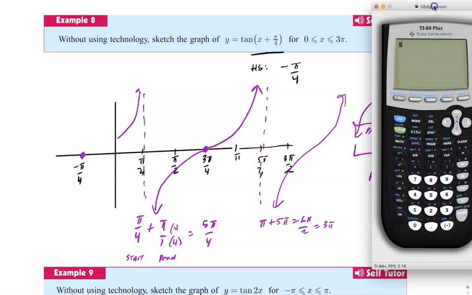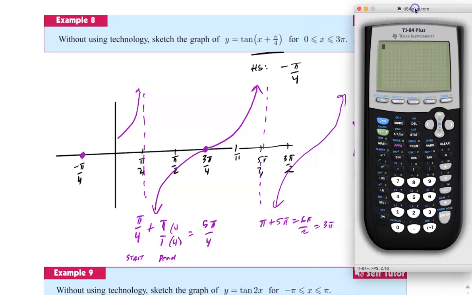Now let's talk about how to sketch with the calculator so you can see what it actually looks like. Pretty simple. First, we want to make sure we're in radians. I'm going to turn my calculator on and go to mode. I am in radians. I'm going to go to y equals. We're going to write tan of x plus pi over 4. So we're going to hit tan, parentheses, x plus pi over 4.